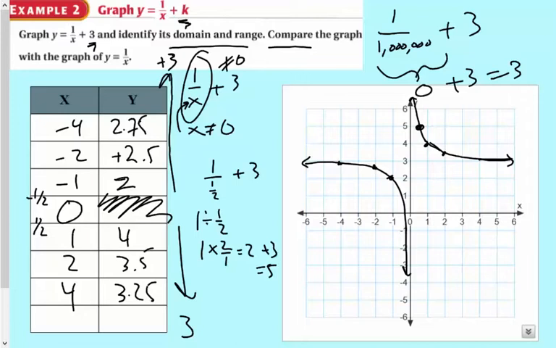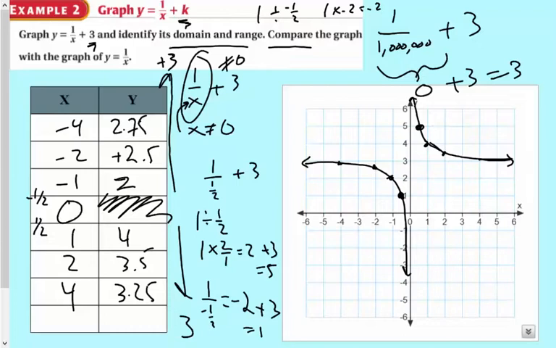And then plug in negative 1/2. And I'm actually going to do this on the next example. Negative 1/2 divided by 1 divided by negative 1/2 is actually going to give you negative 2. If you do 1 divided by negative 1/2, that's really 1 times negative 2, gives you negative 2. Plus the 3 gives you 1, and as you can see right there, negative 1/2 comma 1 is right there. So there you go.